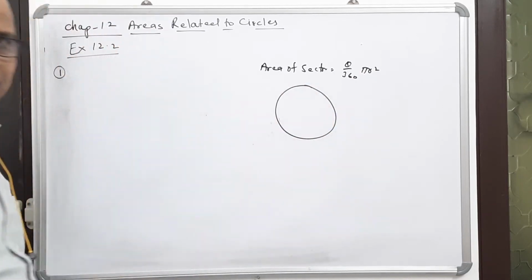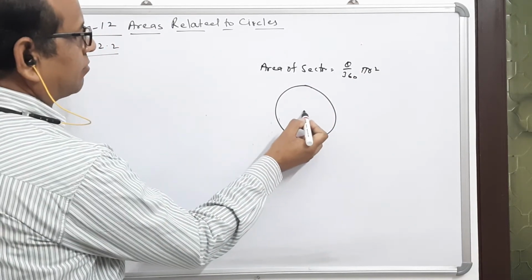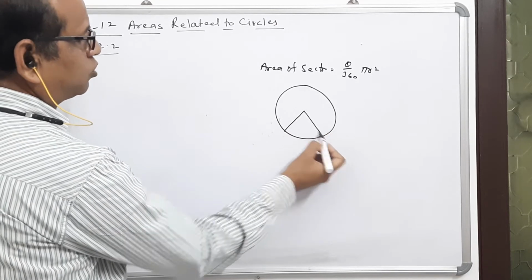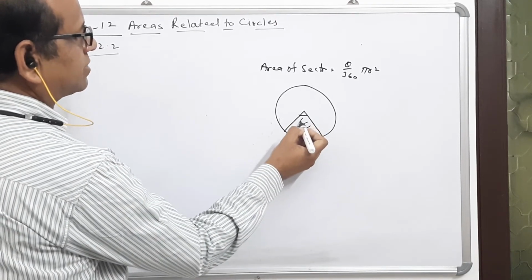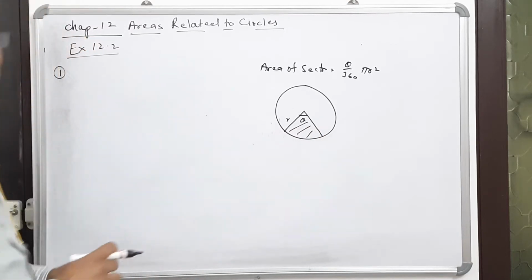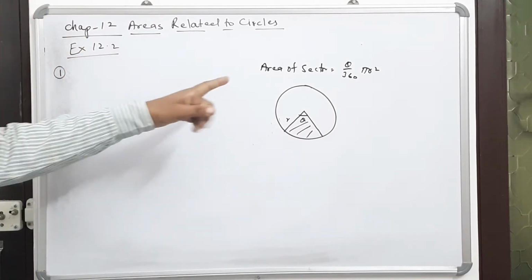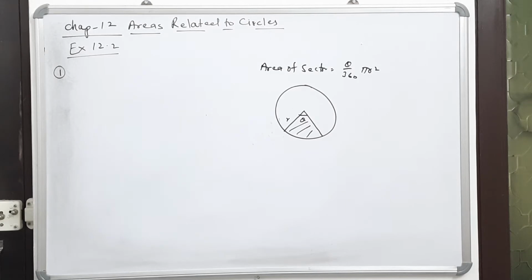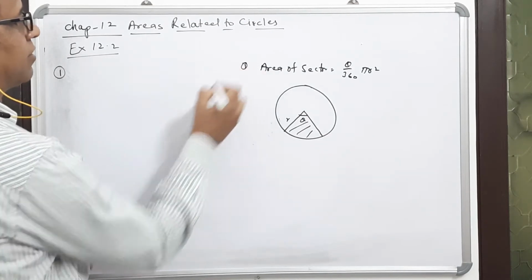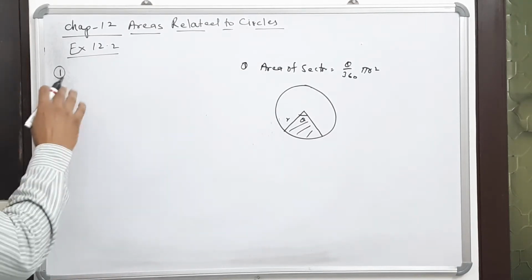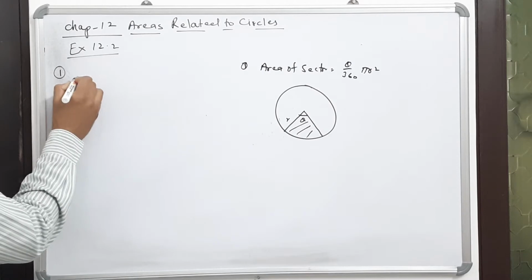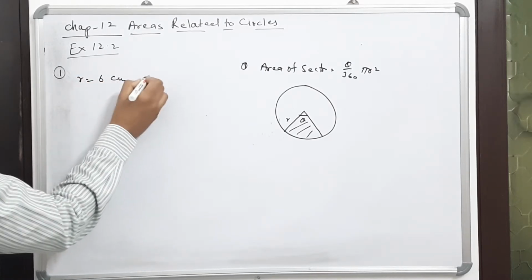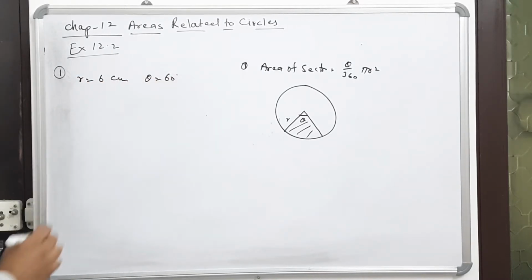Say this is a circle, and from the center if I take 2 points, then this part will be the sector. Here this will be theta and this is the radius. So the first important formula is area of the sector. Now the first problem is find the area of the sector with the radius 6 cm. So the value of r is 6 cm and the angle is 60 degree.